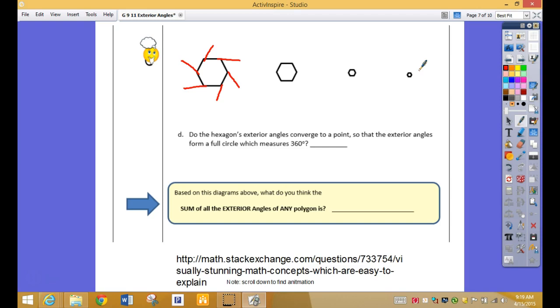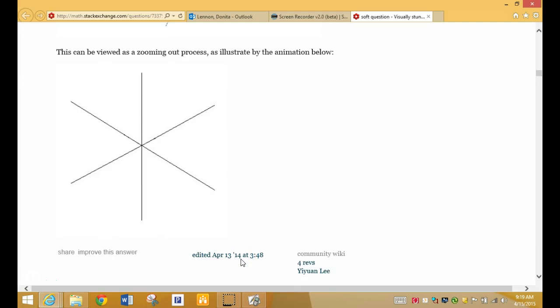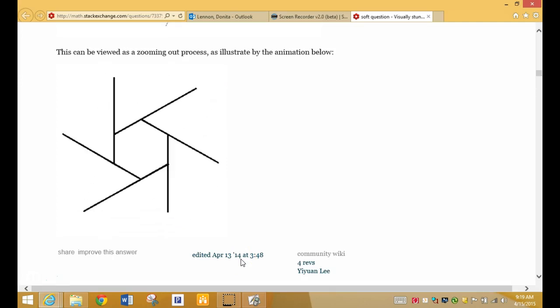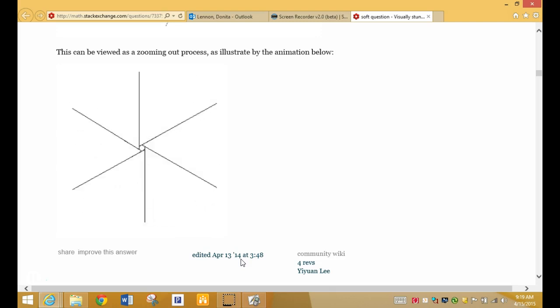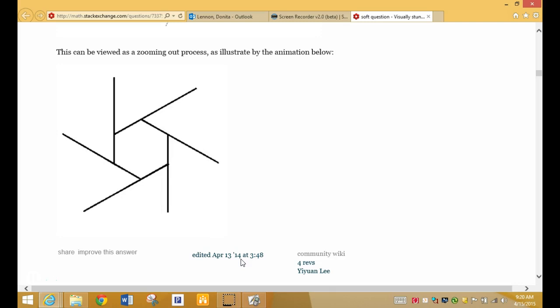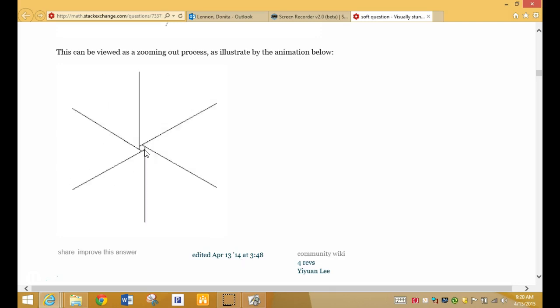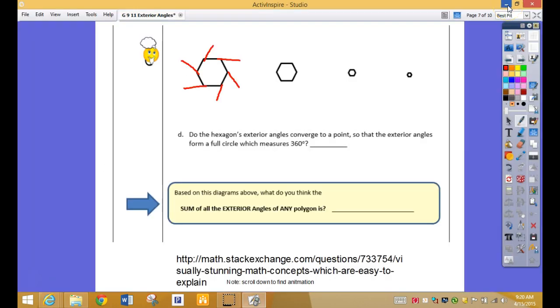Let me show you a live example of that. There's that hexagon. And there, as it converges towards that center point, you can see it makes a circle. So all those exterior angles, as that converges, form that circle of 360 degrees. All right, so that was the live version of that.